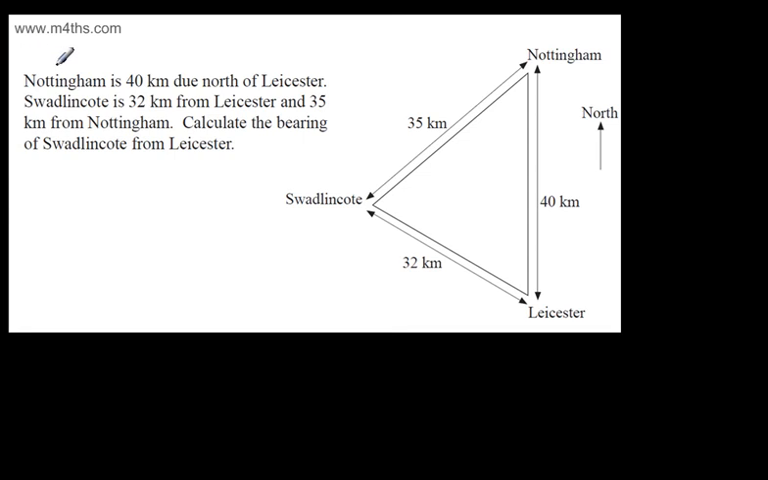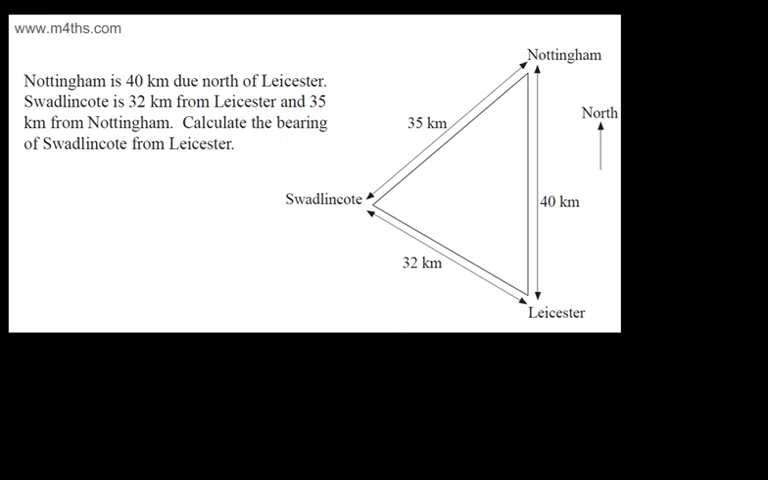In this question, we're told Nottingham is 40 kilometres due north of Leicester. So here's Leicester, here's Nottingham. Swadlincote is 32 kilometres from Leicester and 35 kilometres from Nottingham. We're asked to calculate the bearing of Swadlincote from Leicester. So what we're looking for then, the bearing now is going to be round the outside. We measure bearings from north, we measure clockwise, and we measure round the outside.